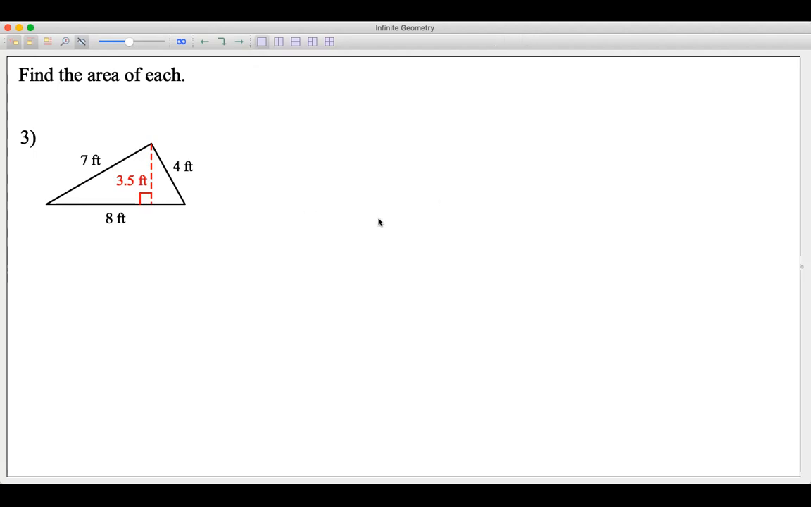Base times height divided by 2. Watch me. On a perfect paper, it would say A is equal to base times height divided by 2. This would be on your paper. Then you would plug in the right numbers. Remember, the square touches the base and the height. So Danny, what are the base and the height of this triangle? 3.5 and 8. So the base is 8. The height is 3.5.